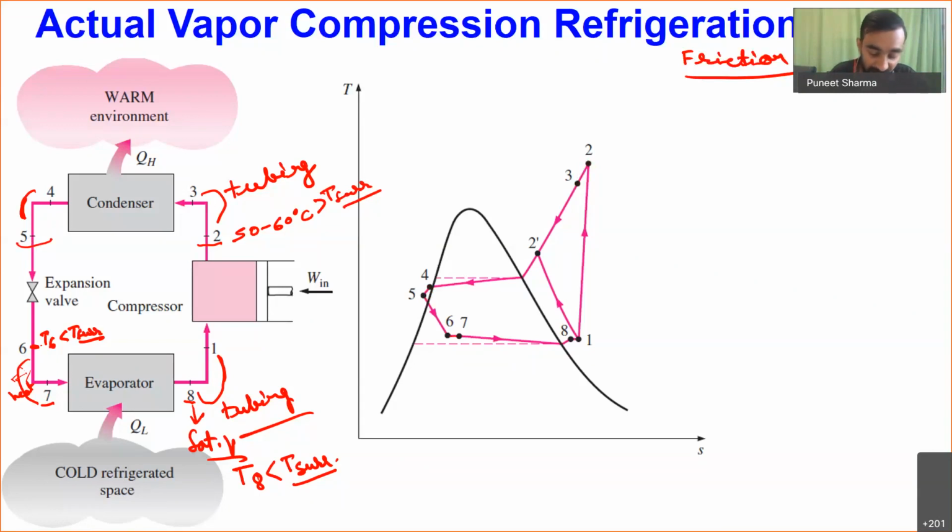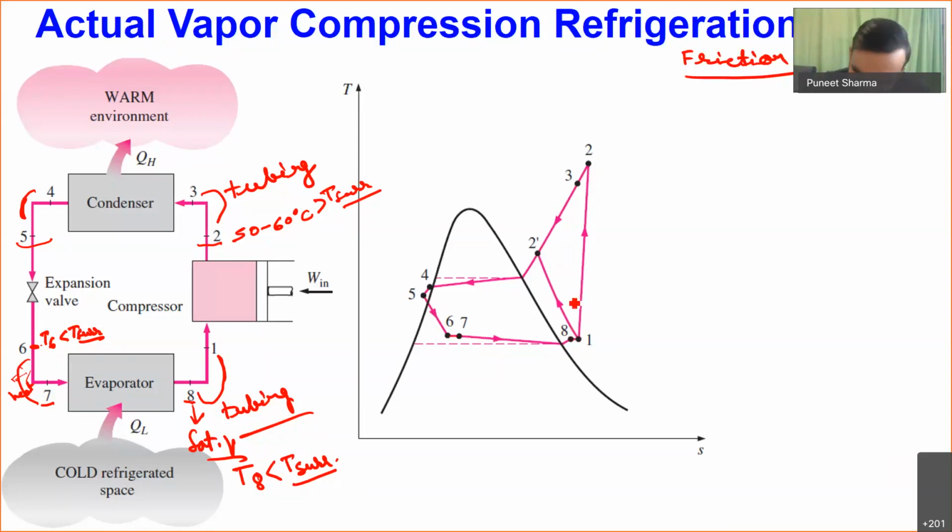Okay. Now one important point I would like to highlight. Point number 5 to 6 is an isenthalpic process, so we need not worry much. But if we talk about the compressor section, you can see I have represented different points. One I have represented as 1 to 2 and one I have represented as 1 to 2 dash.